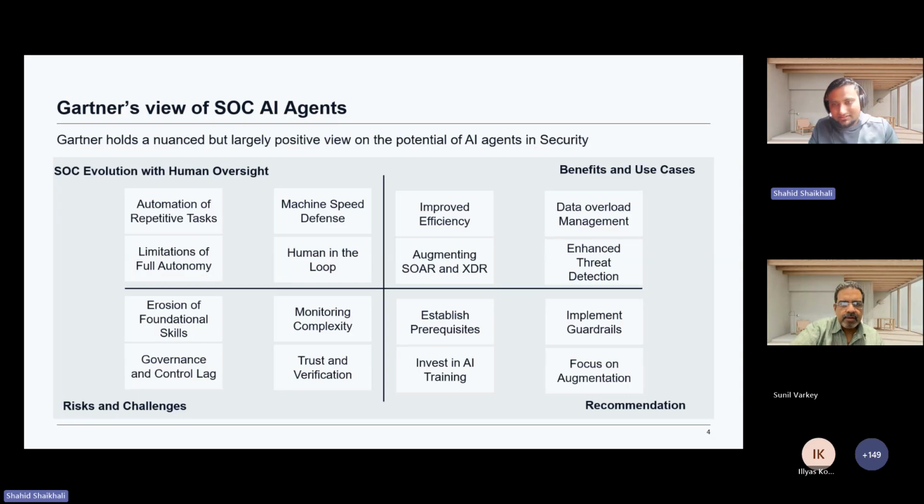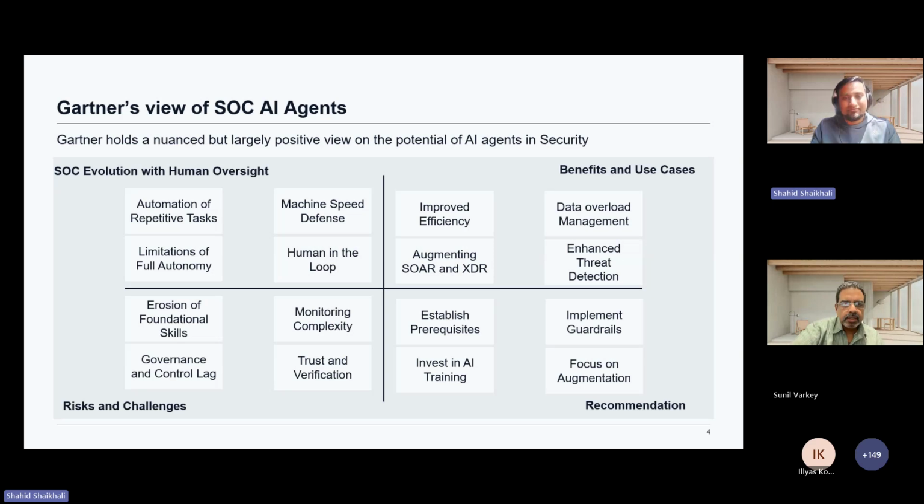So what are the recommendations? The recommendations are to first, establish prerequisites. Now, these prerequisites are foundational controls before we start using AI. Without this, AI would probably not give us much value. Second, implement guardrails. Third, and a very important aspect, invest in AI training so that the staff can essentially use AI in the best possible manner. And then Gartner focuses on augmentation of AI along with the existing cyber defense setup. It does not call for the replacement of it.